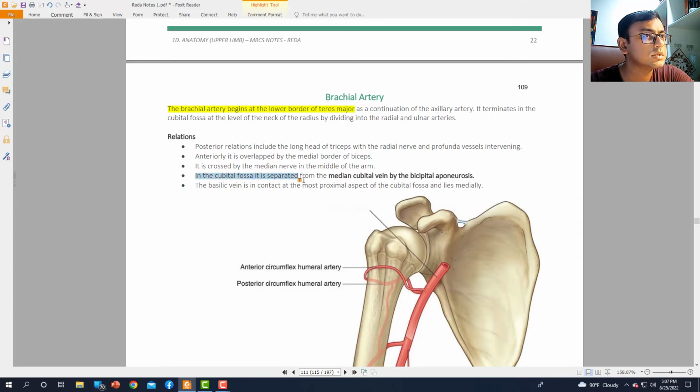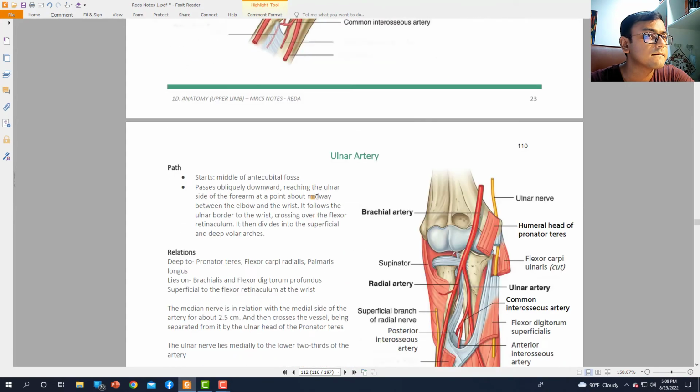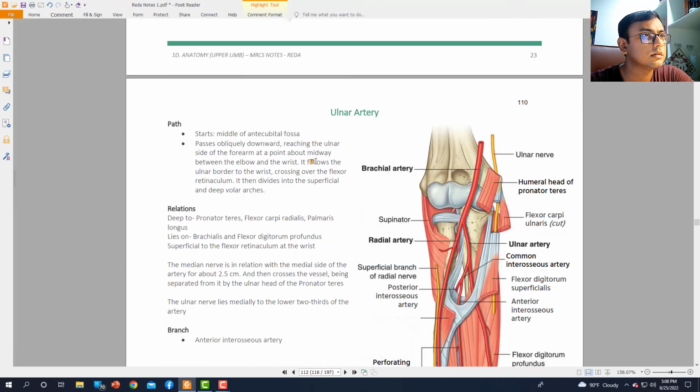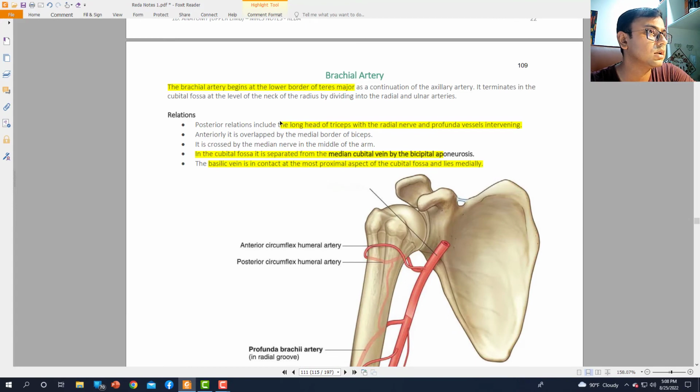Now in the cubital fossa, it is separated from the median cubital vein by the bicipital aponeurosis. The long head of triceps, radial nerve and profunda brachii intervene. The basilic vein lies medially in the most proximal aspect of the cubital fossa. There is a relationship with the ulnar artery as well. Anteriorly, it is overlapped by the medial border of the biceps, and it is crossed by the median nerve in the middle of the arm.